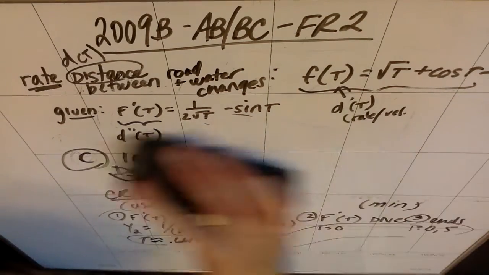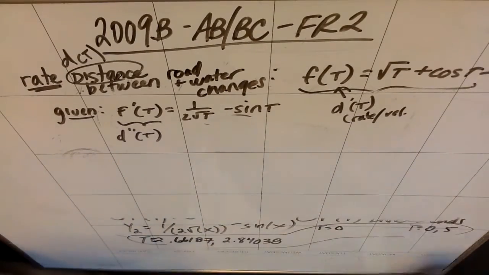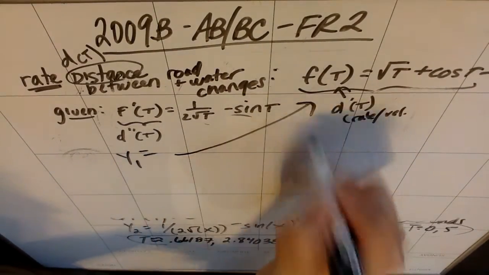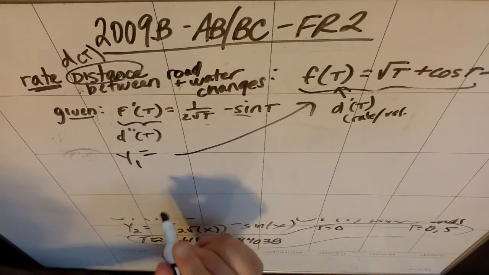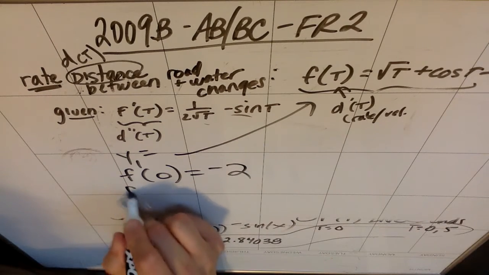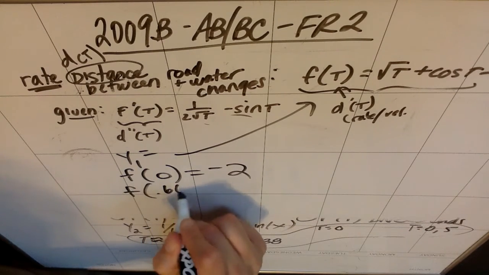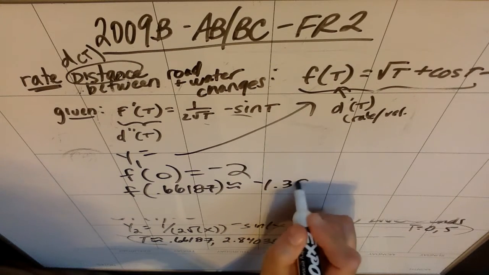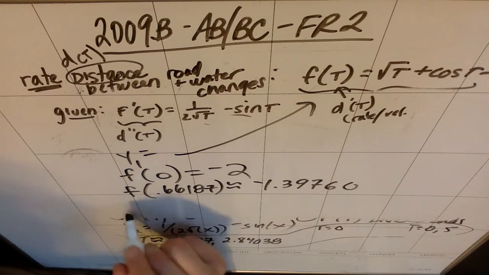So I'm going to give myself a little bit of room. So in my y1, I already have f of t. So I just need to find f of all those values. So I plug in f of 0 and get negative 2. I plug in f of this number, 0.66187, and get something in the neighborhood of negative 1.39760.